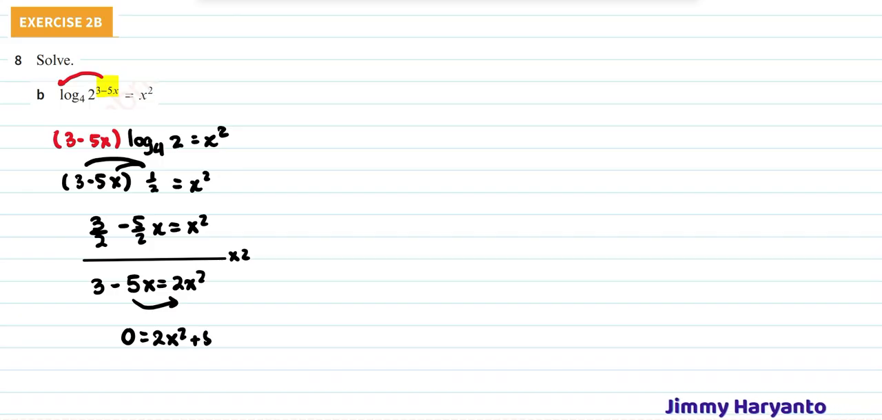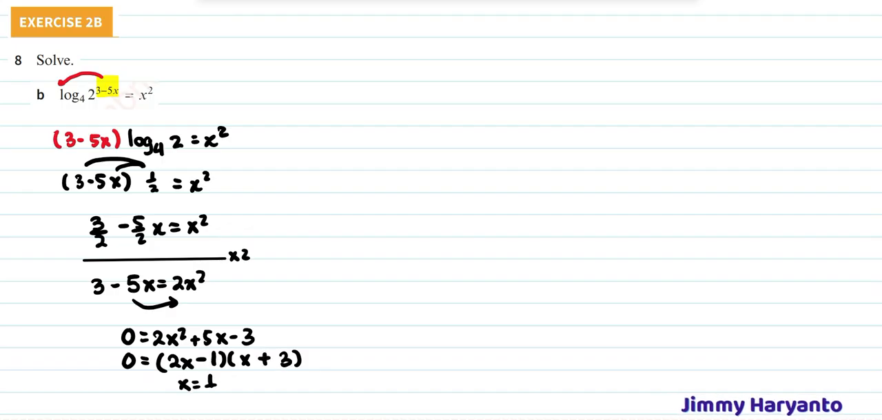2x squared plus 5x minus 3, and then factorize it. You'll have 2x and x. This one is 3, 1, plus minus. x equals half, and then x equals negative 3.